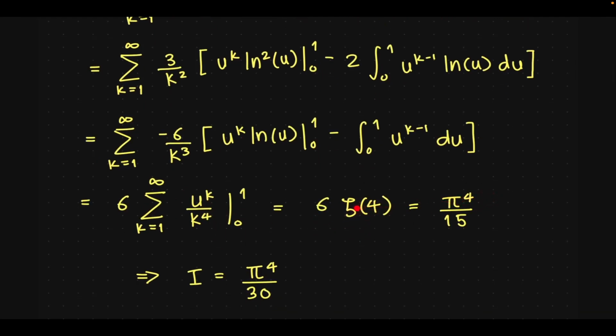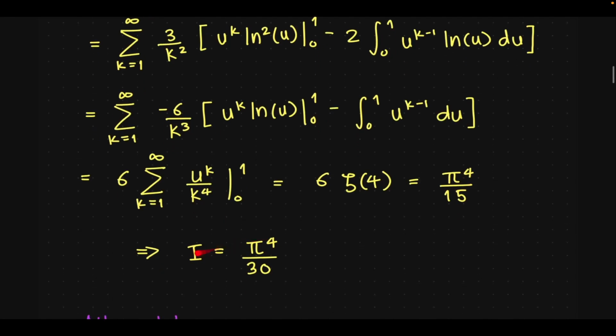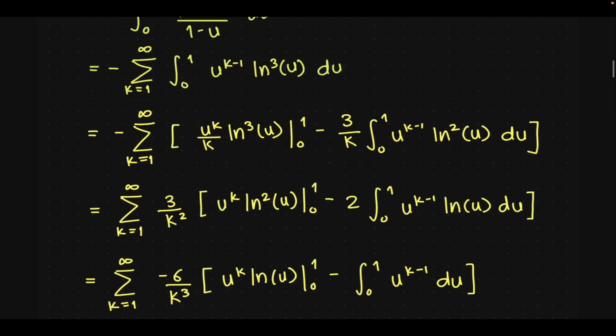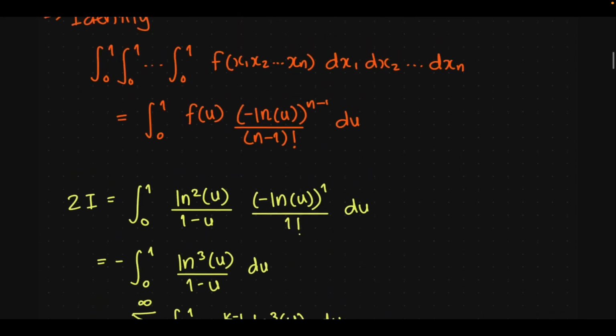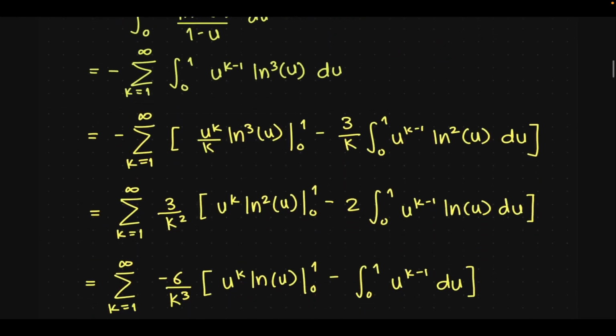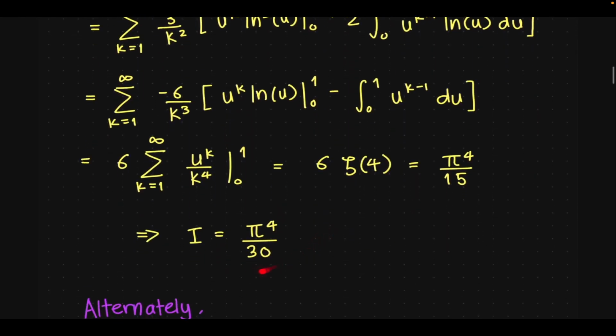Riemann zeta of 4, we know, is pi to the 4 over 90. So that just becomes pi to the 4 over 15. And this was actually 2I, if you remember. If you recollect, this was all 2I. So we just divide by the 2 to get I is pi to the 4th over 30. Actually, that solves the problem for us.